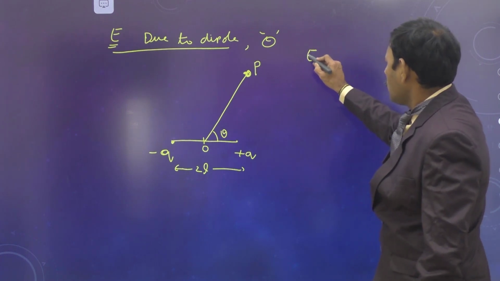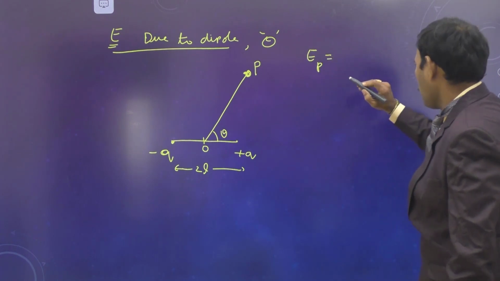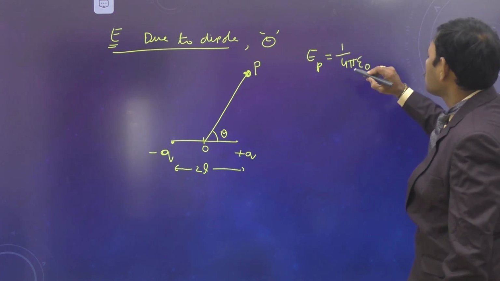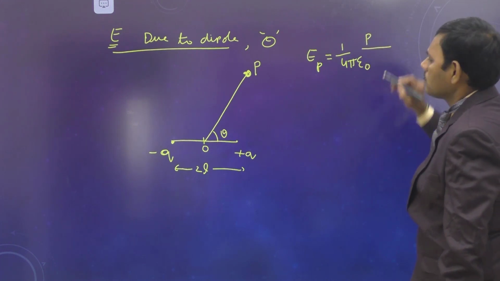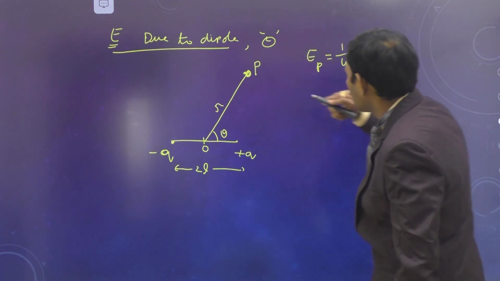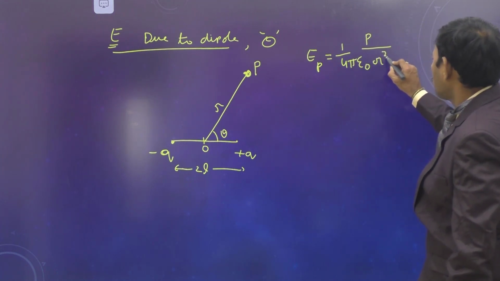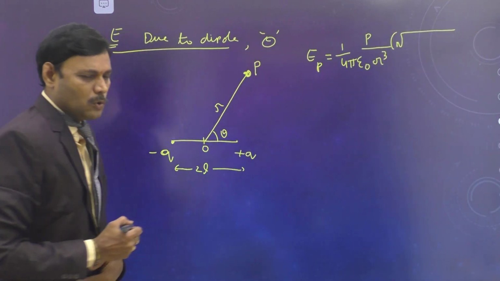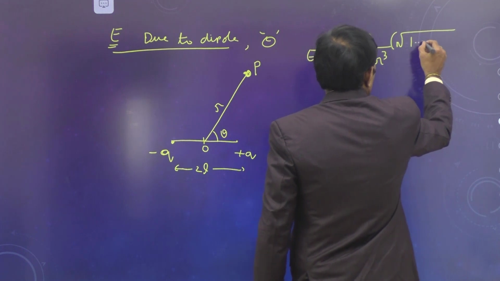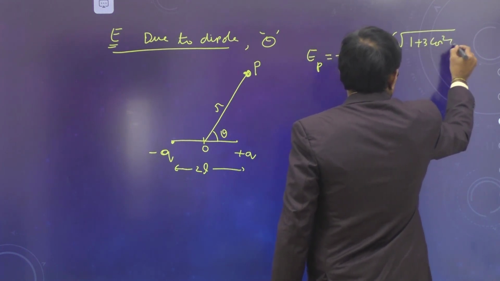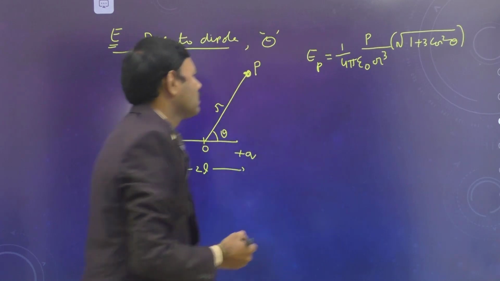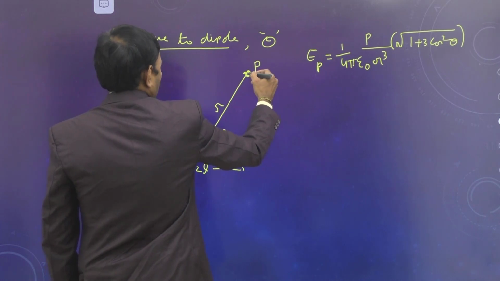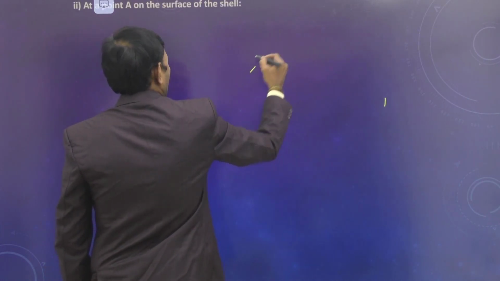The expression for E at the point P is given by 1 by 4 pi epsilon naught into P by R cube, if the distance is R, into square root of 1 plus 3 cos square theta. We get one different term here, 1 plus 3 cos square theta. Here the direction, actually this is the axial line direction.